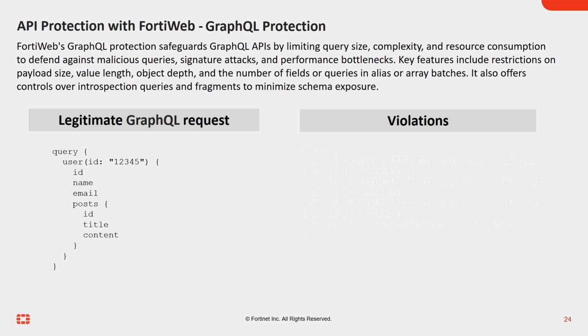In a different case, an attacker sends an introspection query to extract sensitive information about the GraphQL schema, potentially identifying vulnerabilities. FortiWeb provides controls over introspection queries, allowing you to restrict or block them entirely. This minimizes schema exposure and reduces the risk of attackers exploiting schema information.